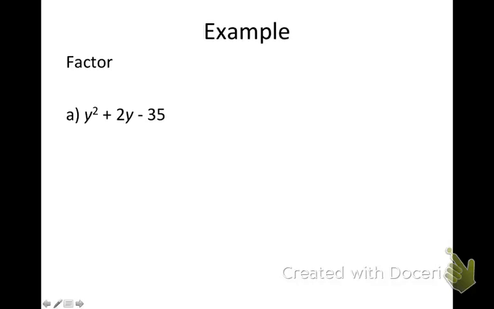So, factoring trinomials. Here we have a trinomial: y squared plus 2y minus 35. Remember, factoring means that you need to have a product of something. Whenever you are factoring a trinomial, you're going to have a product of two things. Most likely it's going to be a binomial times a binomial.